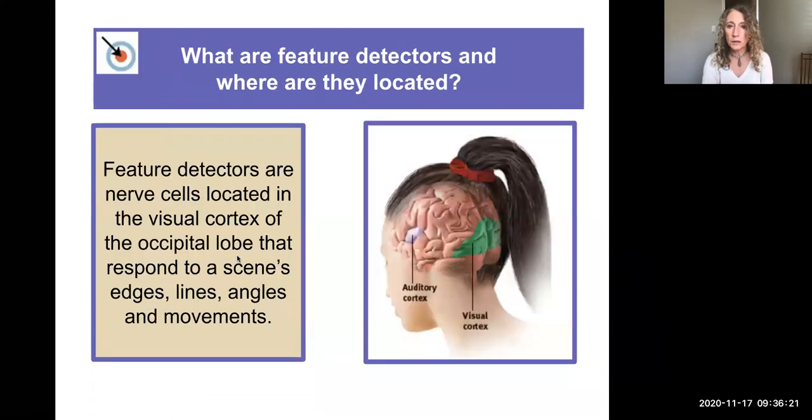All right, and we also recognize that our brain absolutely is involved. What we see, the colors and the shapes and the forms, it's very complex, and it actually activates different parts of the brain. We just call those feature detectors. What are the features of what you're actually looking at? They are nerve cells in the visual cortex of the occipital lobe that respond to the scene, whatever you're looking at: the edges, lines, angles, and movements.